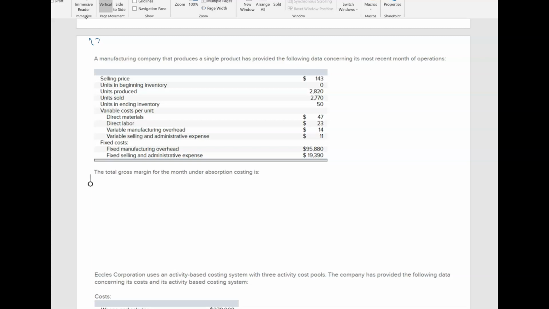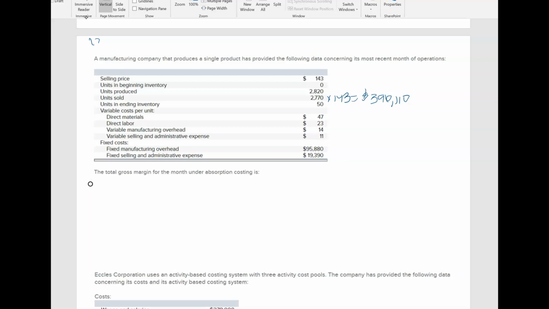And we need to calculate a couple of things. First, we have sales. They sell for $143, and they sold 2,700. So let's take how many they sold and multiply it by the price, and we get our sales of $396,100.